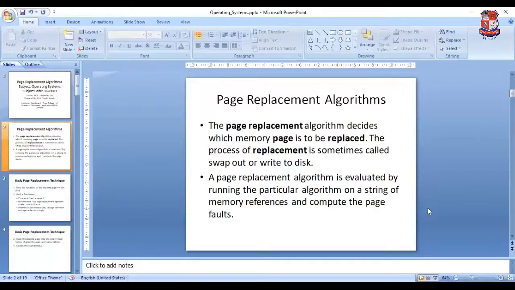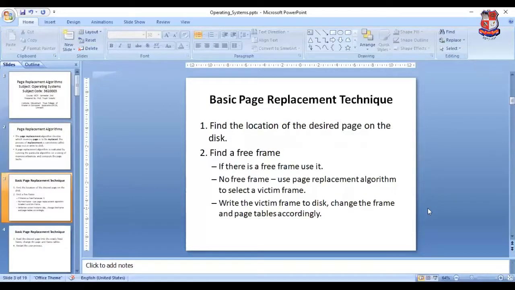In the page replacement algorithm, when a page fault occurs, the operating system has to choose the page to remove from memory to make room for the page that has to be brought in. The page replacement is done by swapping the required page from backup storage to main memory and vice versa. The page replacement algorithm decides which memory page is to be replaced. A page replacement algorithm is evaluated by running the particular algorithm on a string of memory references and computing the page faults.